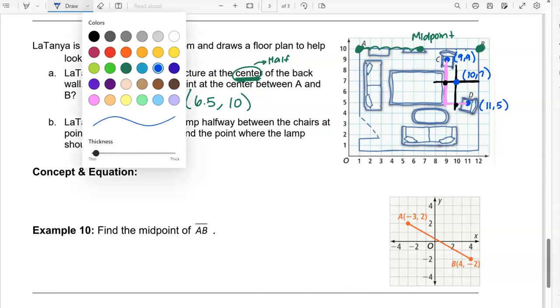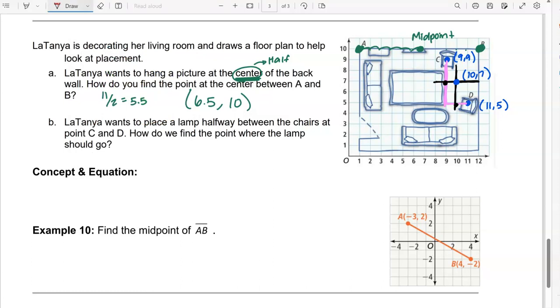So to find the midway point, an equation you can follow is you can graph it and find the middle point horizontally and vertically. Now, a way to do that algebraically is to take the x values, add them together, and divide by 2. 9 plus 11 divided by 2. 9 plus 11 is 20, excuse me. 20 divided by 2 gives us 10.